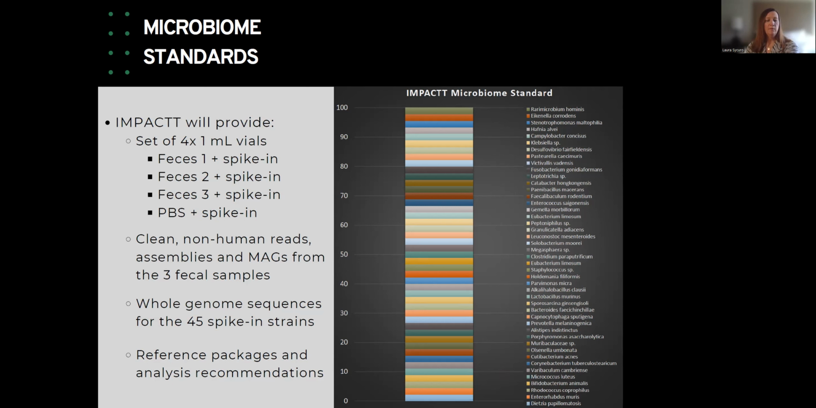The first shipment that we will send to each person who signs up to receive the samples will include 4 of the vials, so 1 of each type: the 3 different feces matrix components, as well as the PBS with the spike-in. We're also producing all of the clean non-human reads, assemblies, and MAGs from the fecal samples that were used for the matrix.